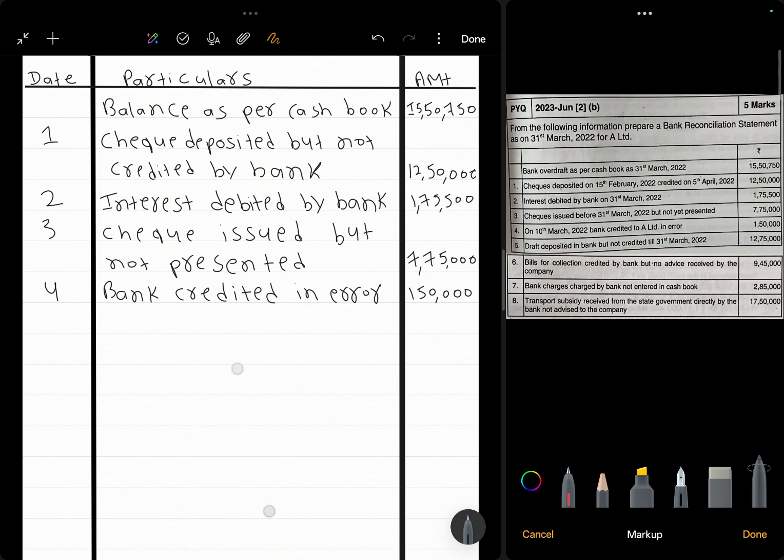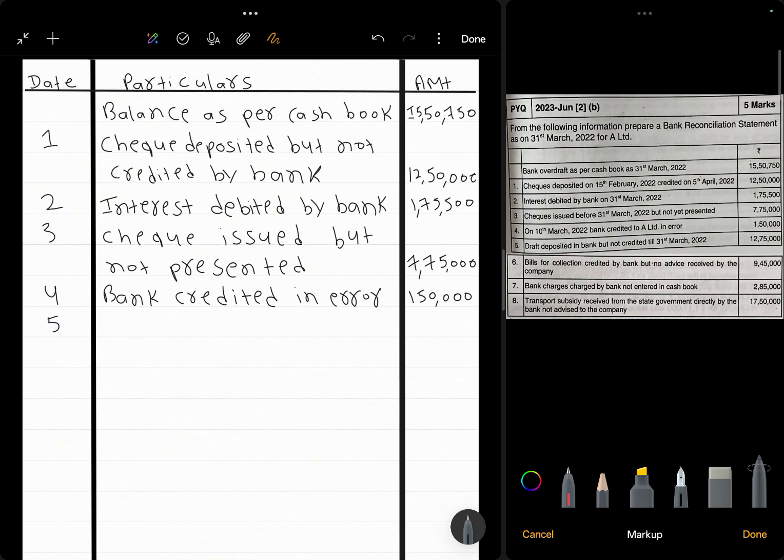Okay, 5 number, that is draft deposited but not credited by bank. Draft deposited but not credited by bank, that is 12,75,000.